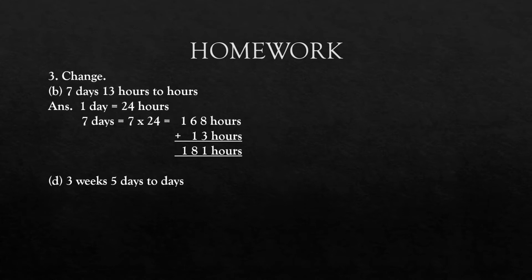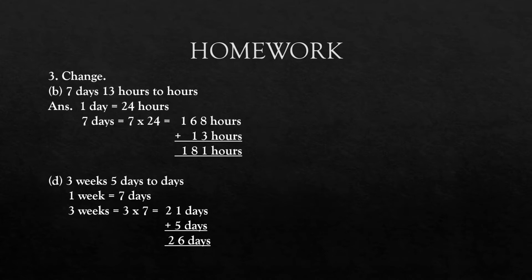Then D part, 3 weeks 5 days. This means you have to change these 3 weeks 5 days into days. Now 1 week has 7 days. So 3 weeks will be 3 multiplied by 7, that is 21 days, and 5 is already in days, so you will add it and it will be equal to 26 days.